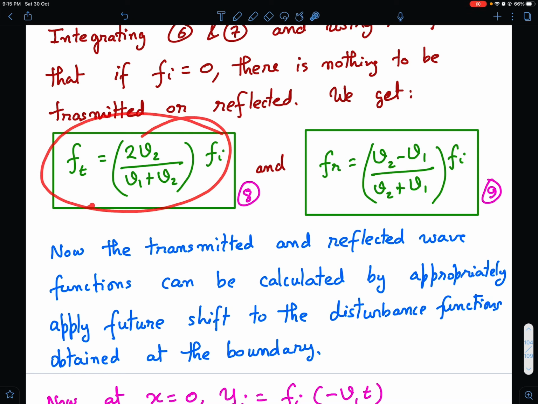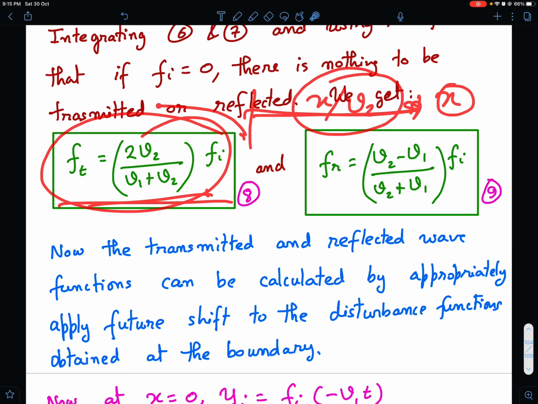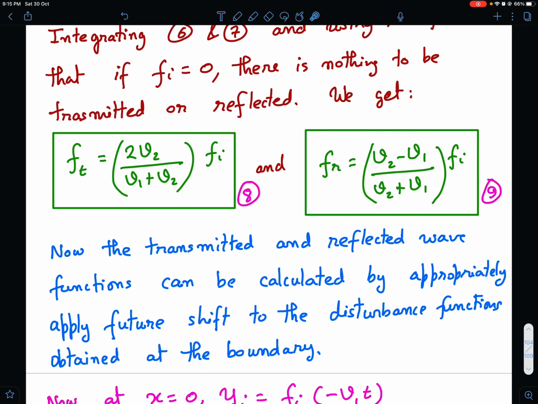Now I know the transmitted disturbance at x equal to 0, and when will this transmitted disturbance reach x equal to x? At a general x, it will take x upon v2 time to reach. So I can apply a future shift of x by v2 to obtain the transmitted disturbance. I'll be showing the maths later on.